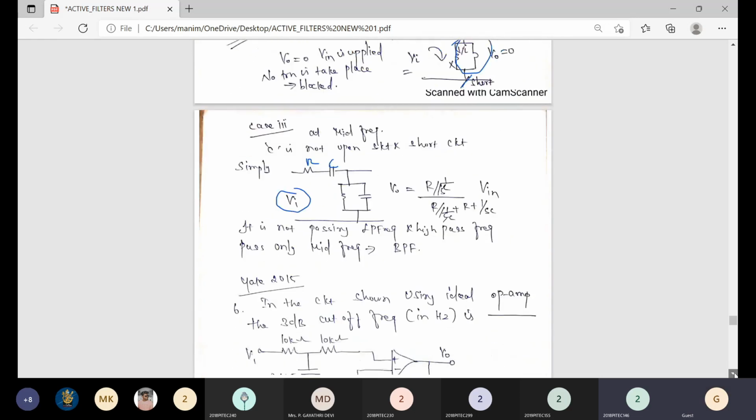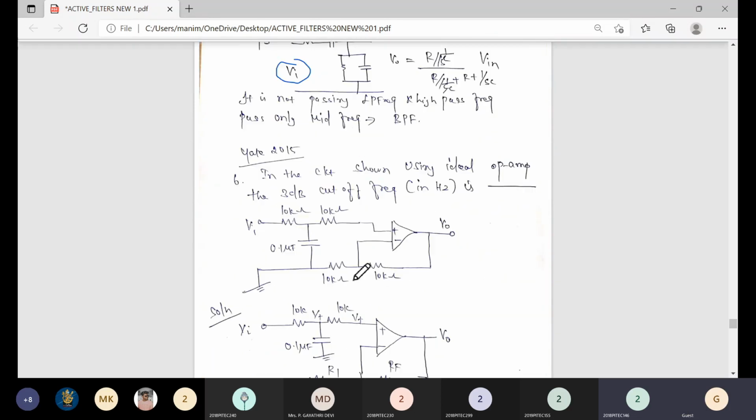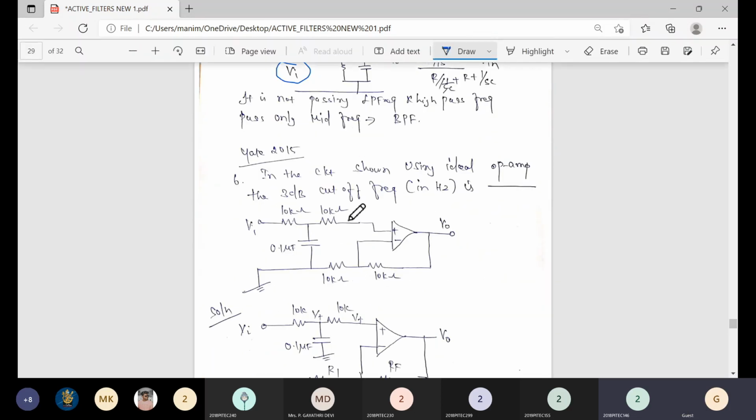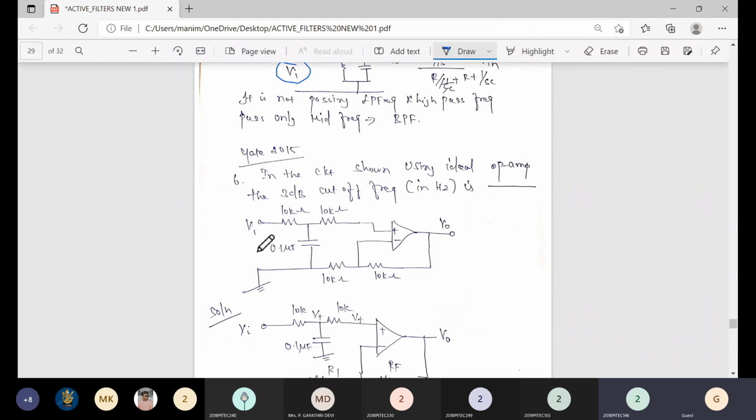The next question is from 2015, a GATE question. Here they have given one circuit, an op-amp with a passive filter circuit. In this circuit, using an ideal op-amp, the 3 dB cutoff frequency in Hz is dash. They are asking us to calculate the 3 dB cutoff frequency of this given filter circuit. So how do we find the cutoff frequency of the given filter circuit?